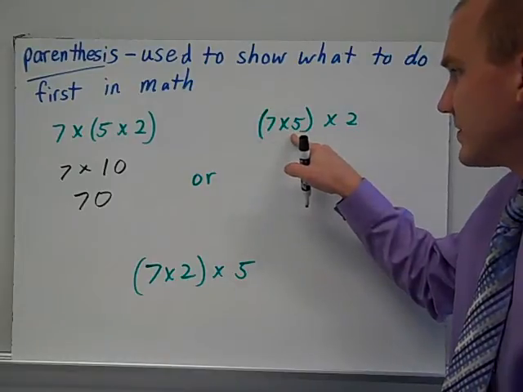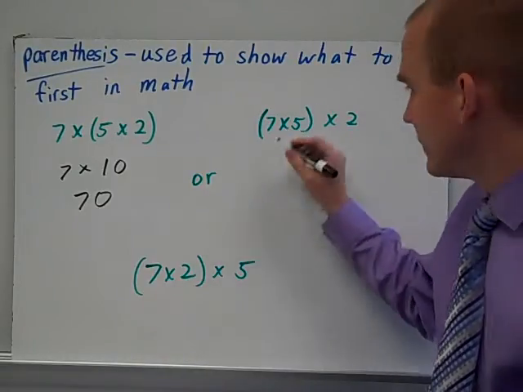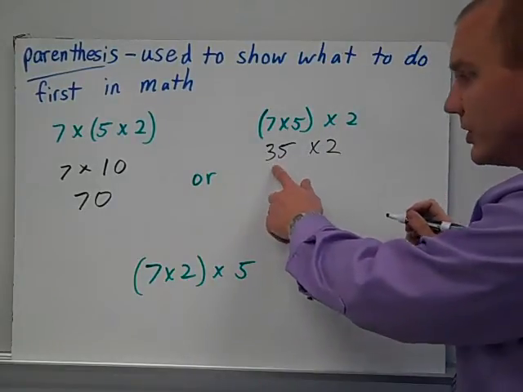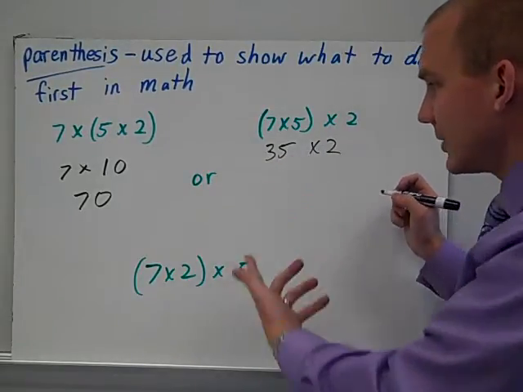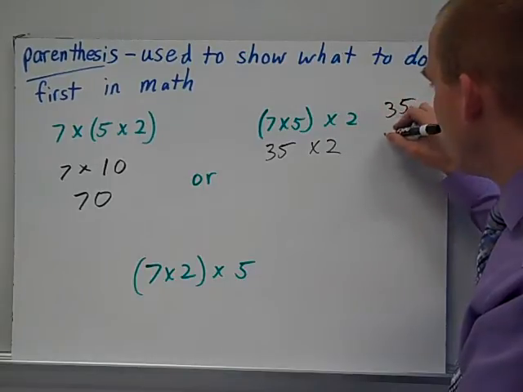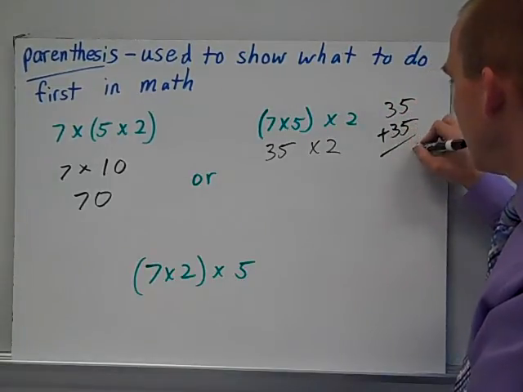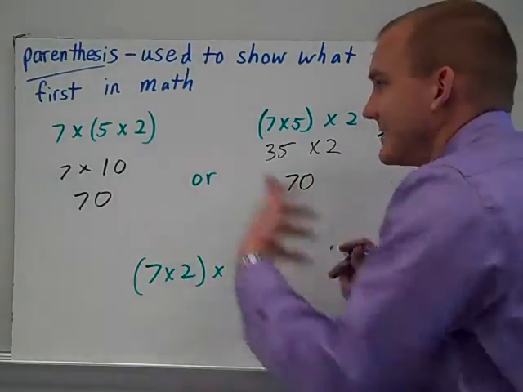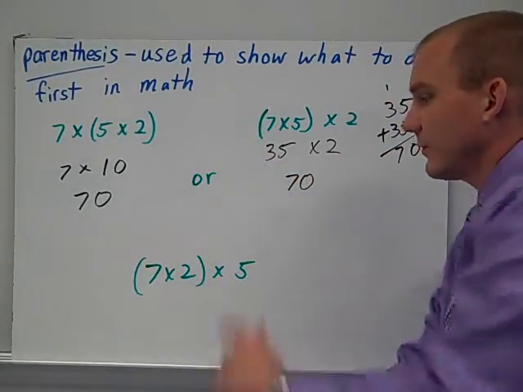Or we can do 7 times 5 first. Well, you've got to count by 5s. You get 35 times 2. This might be one where you don't know it, but you know that times 2, you just add it twice. So you could do 35 plus 35, and you end up with 70. So again, our products are exactly the same, even though we did 7 times 5 first.